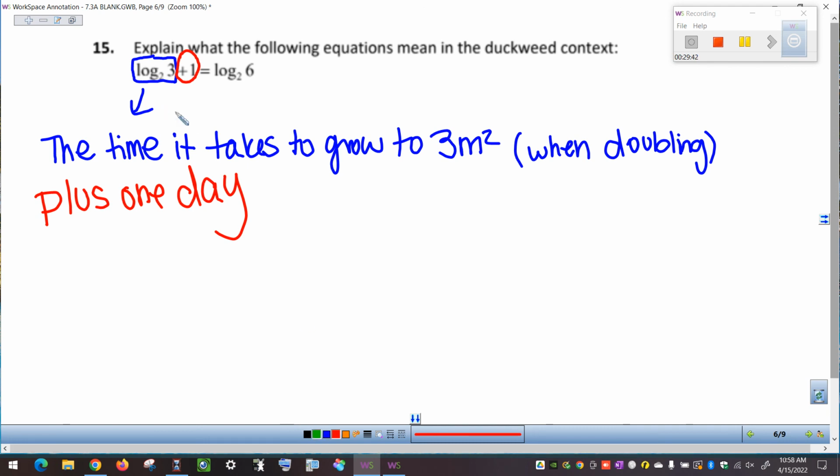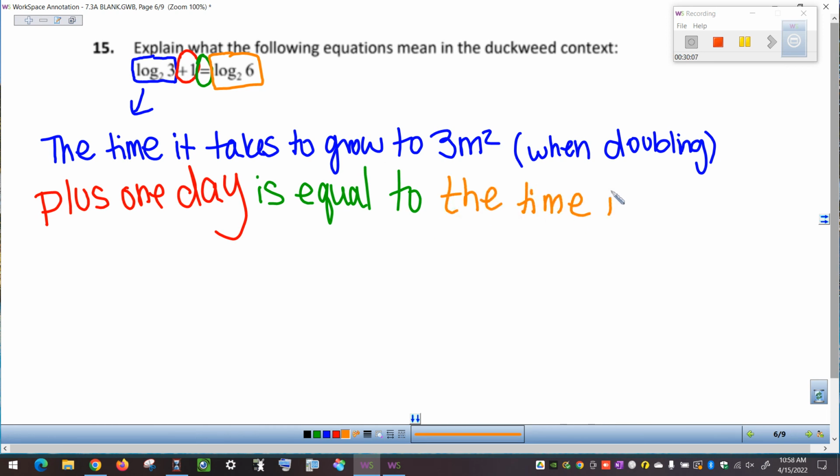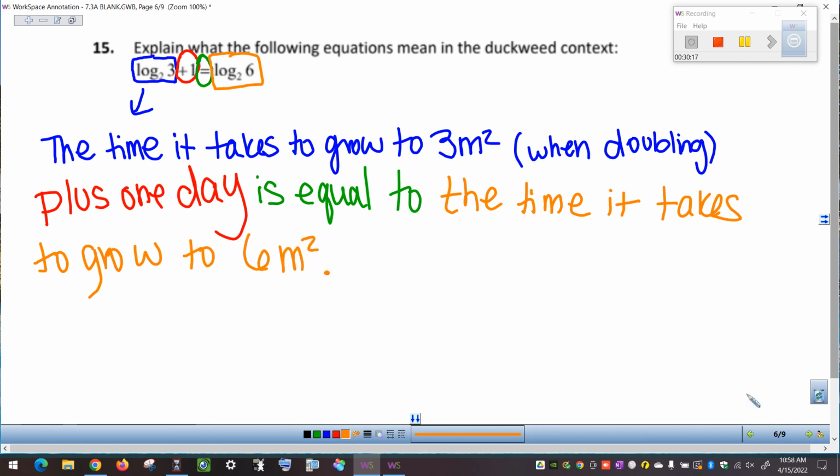And then it is an equation, so we have an equal sign here. I'm just going to write that this is equal to, or you can write is the same as, and then we're going to put into words this little piece on the other side. Log base 2 of 6, which means the time it takes to grow to 6 square meters.